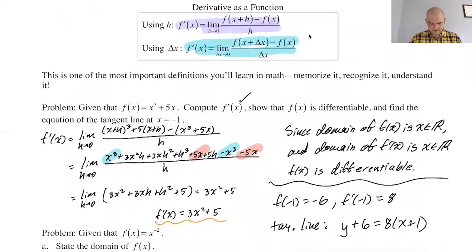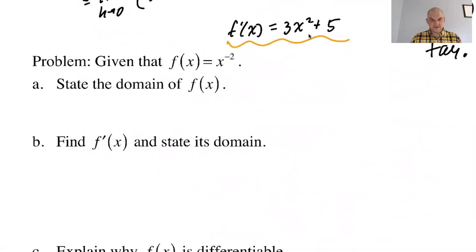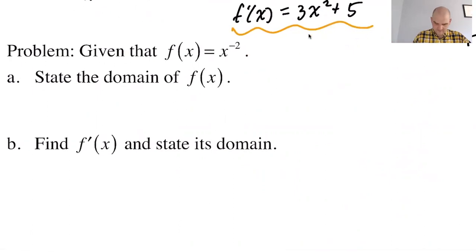It's kind of annoying. All right, let's see. So here we go. f of x is x to the negative second. State the domain. So x to the negative second is really 1 over x squared. That's how I always think of that, which means you can't divide by 0. So the domain of f of x is x is an element of the reals, x is not 0.